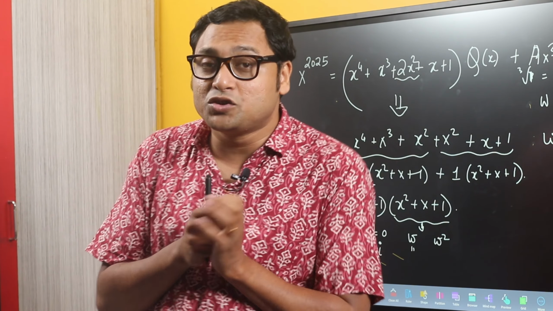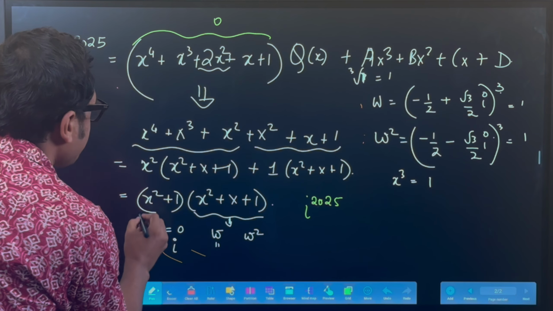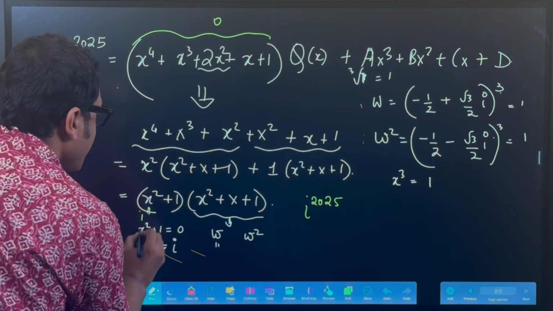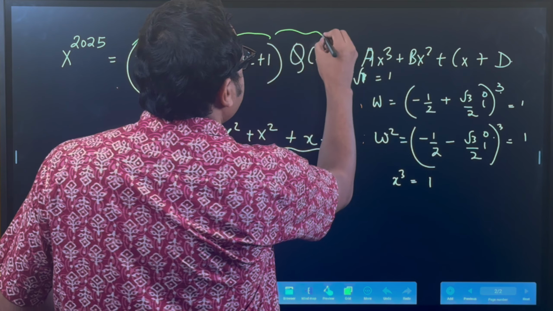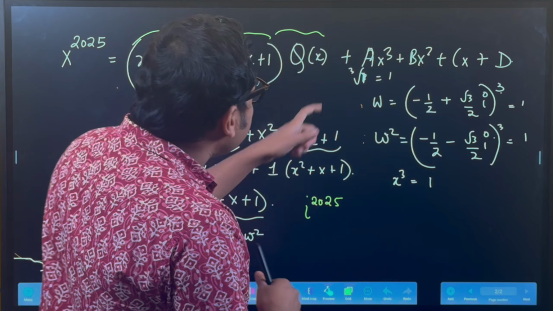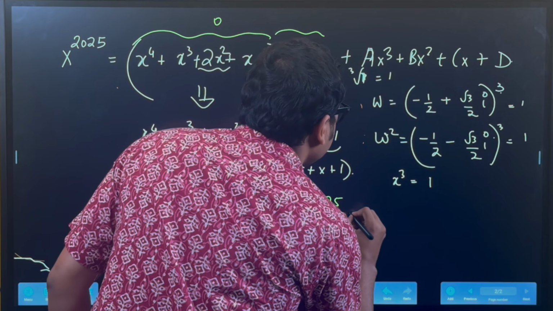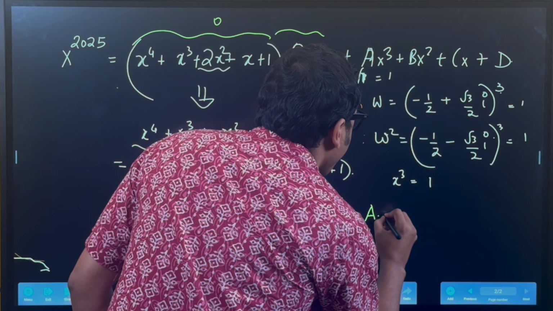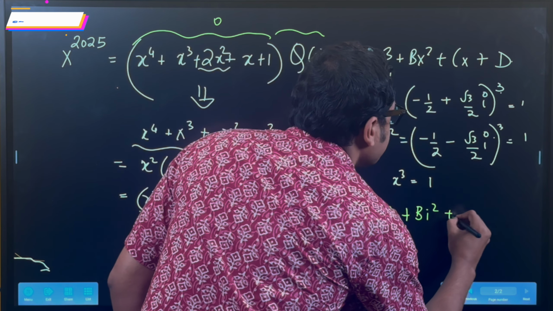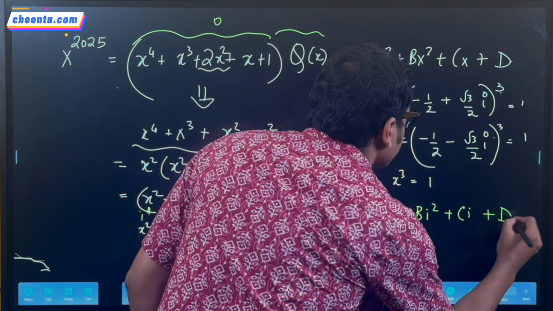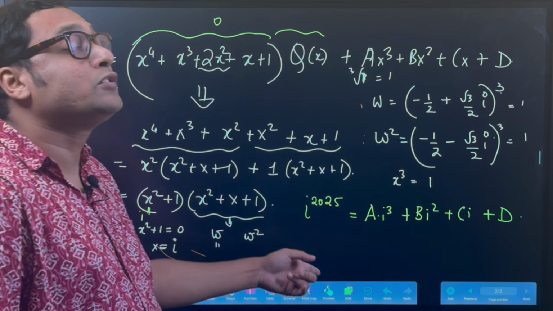i to the power 2025. This part is 0, right? Because if I plug in i here, i squared plus 1 is 0. So this part is 0, so this entire thing becomes 0. Great news. This part I have to write. So A times i cubed plus B times i squared plus C times i plus D. Okay, i to the power 2025.